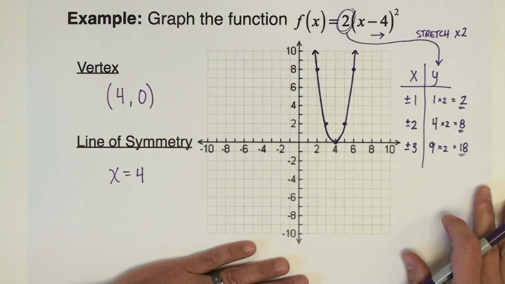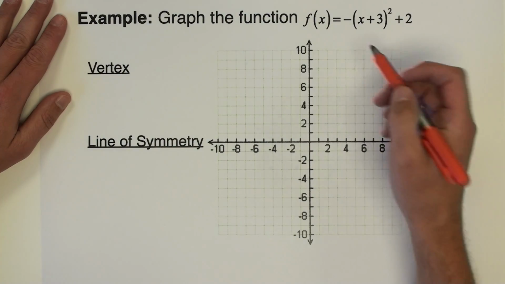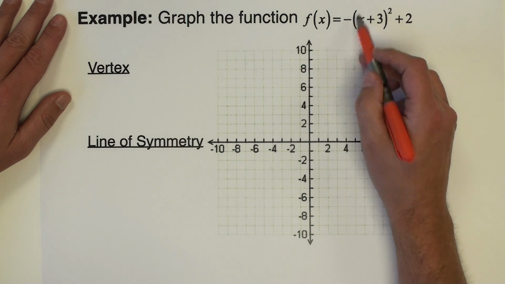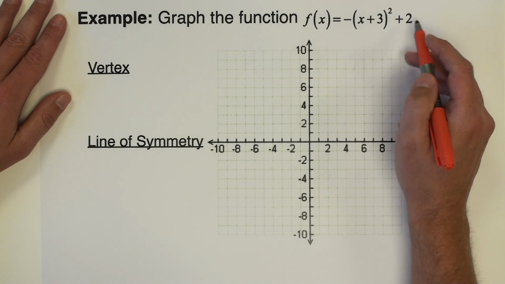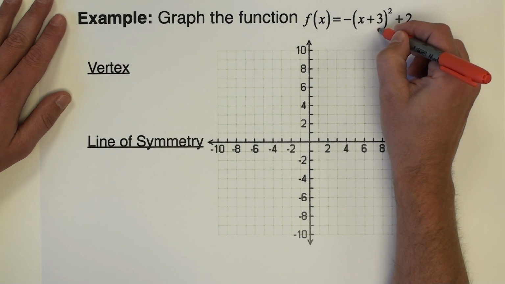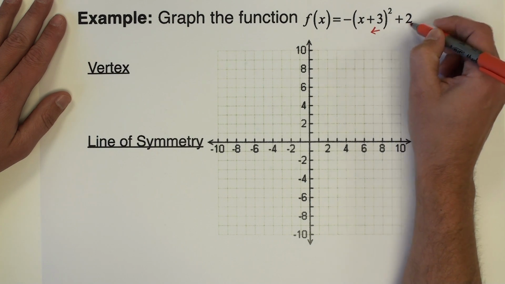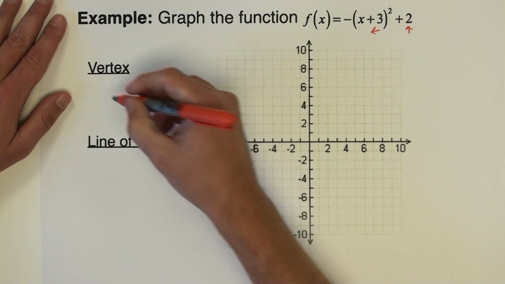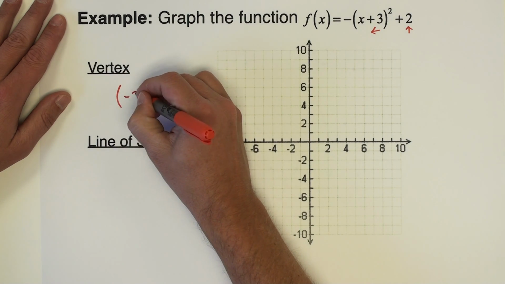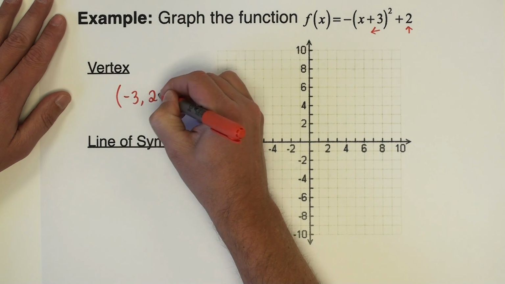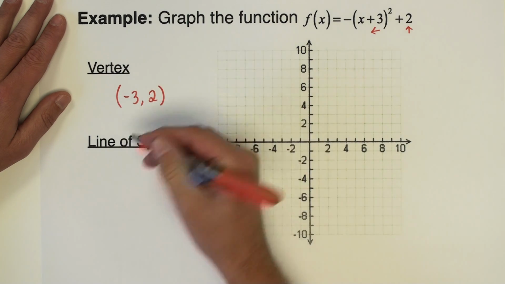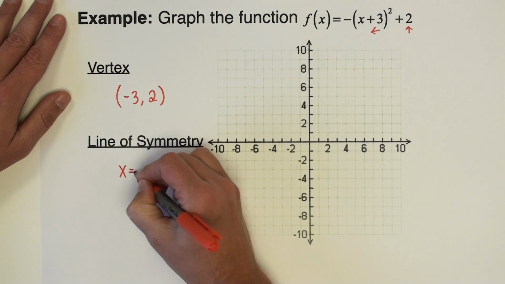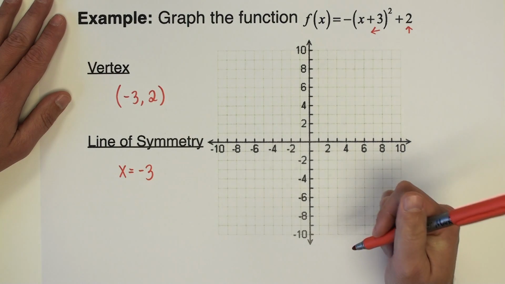And that's it. There's our graph. Next problem, we have f of x equals negative quantity x plus 3 squared plus 2. This plus 3 is moving the graph left 3. This plus 2 is moving everything up 2. So my vertex point is going to go to negative 3, 2. My line of symmetry is going to be x equals negative 3.